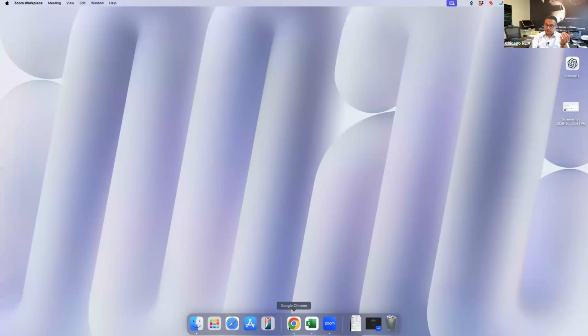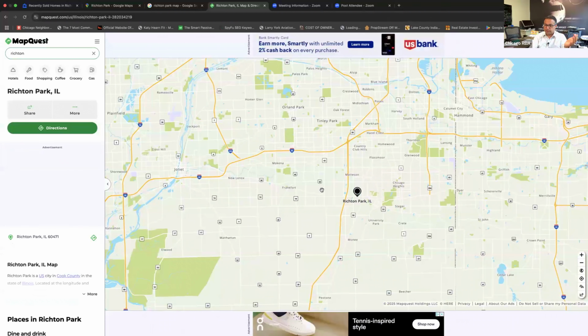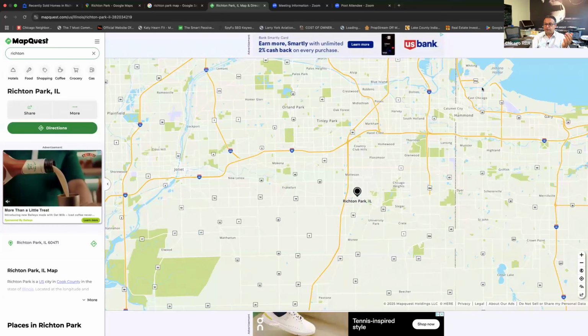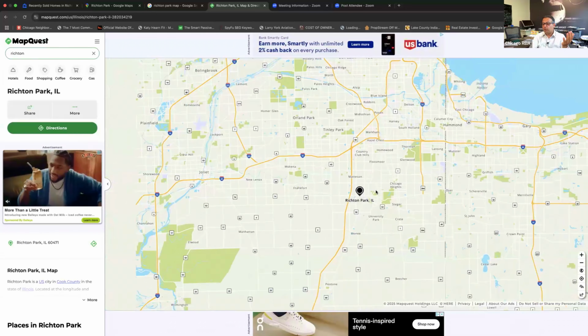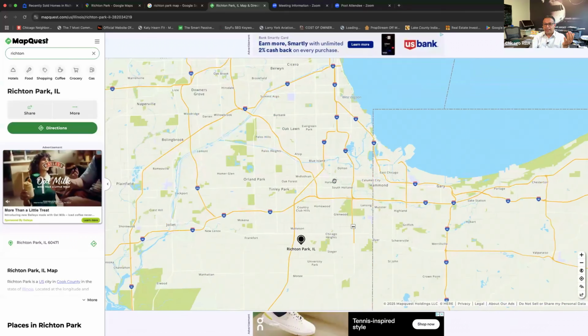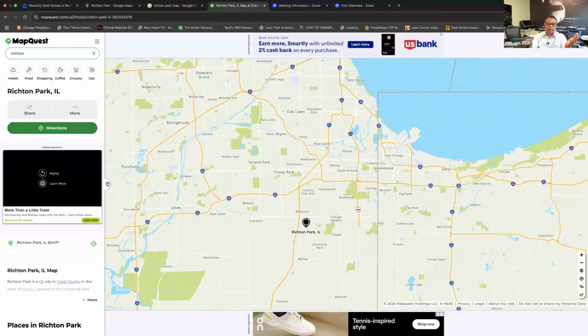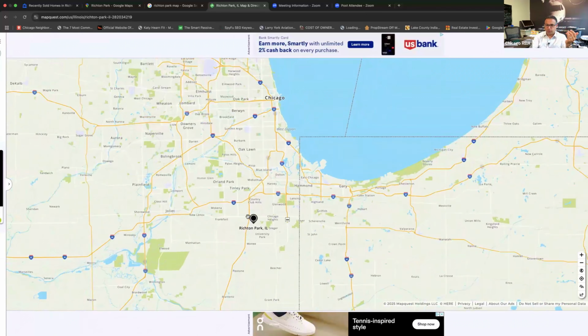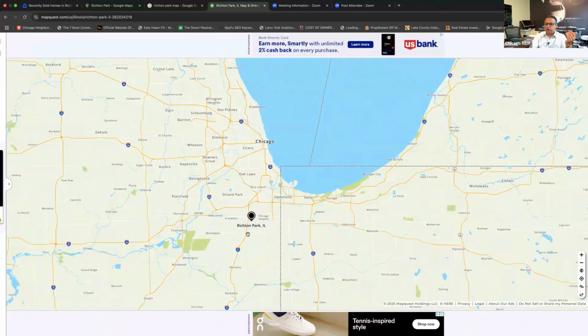So the very first thing, and it doesn't really matter what part of the country you're in, the very first thing you have to think about is, number one, where's the property located? So I have it open in MapQuest or Google Maps, wherever you want to open it, right? And you're going to look at geographically, where are you? In this case, this particular property happens to be in the south part of Chicago, south suburbs.